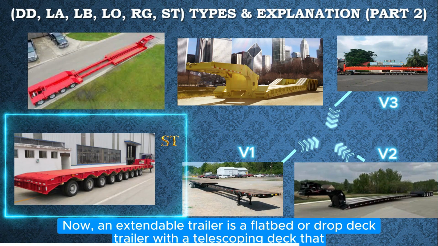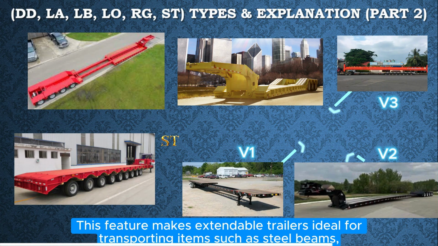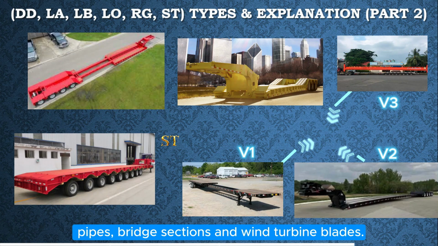Now, an extendable trailer is a flatbed or drop deck trailer with a telescoping deck that can be extended to accommodate long loads that would not fit on a standard trailer. This feature makes extendable trailers ideal for transporting items such as steel beams, pipes, bridge sections, and wind turbine blades.